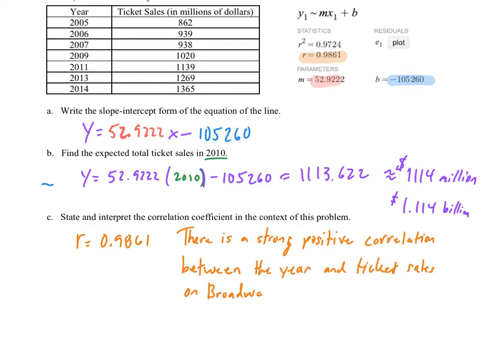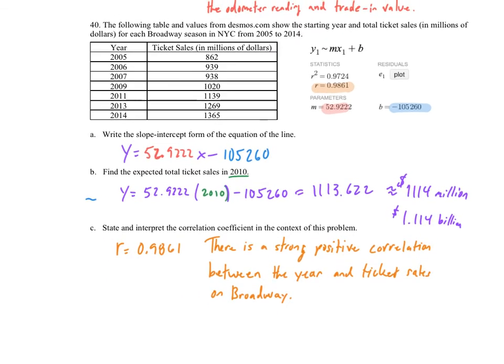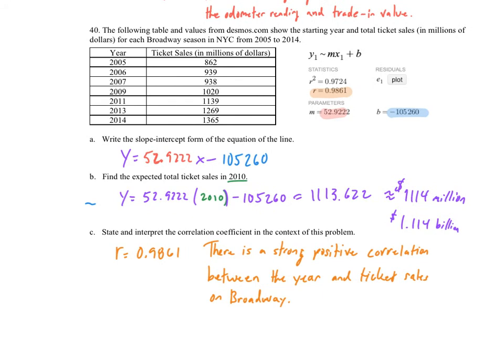And what that means, since it's a strong positive, is that as the year goes up, the ticket sales would also go up. And it's strong because there's a very obvious relationship between them. So, all right, that's the 5th page. Here we'll move on to the last page.